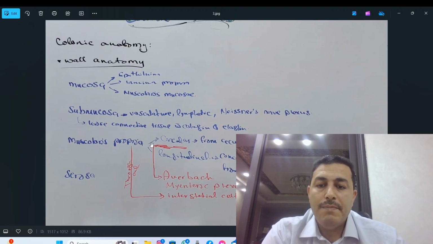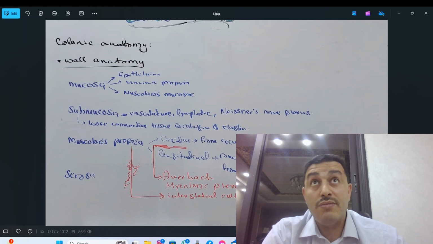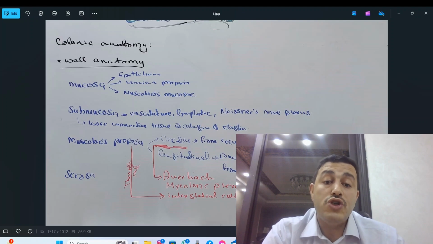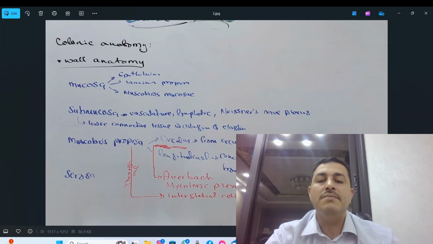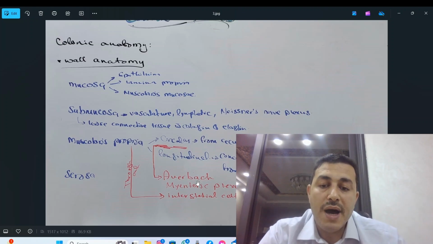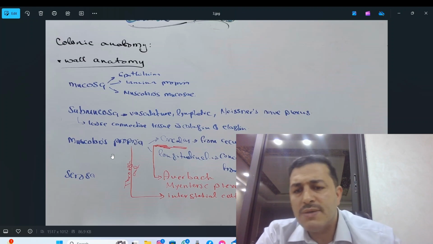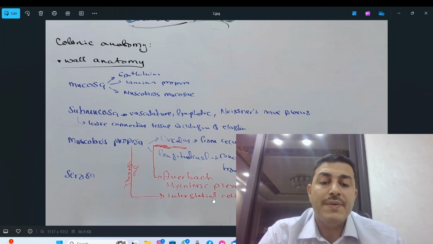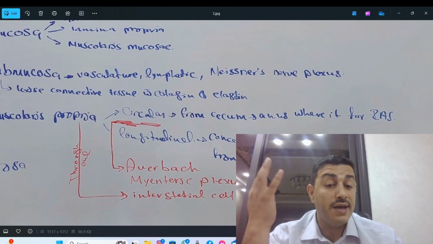We said that between the circular muscle, which runs from the cecum up to the anus and forms the internal anal sphincter, and the longitudinal muscle, which are the taeniae coli, which actually end in the rectum, we have the Auerbach or myenteric plexus. Throughout the muscularis propria we have the interstitial cells of Cajal, which are responsible for GI motility.